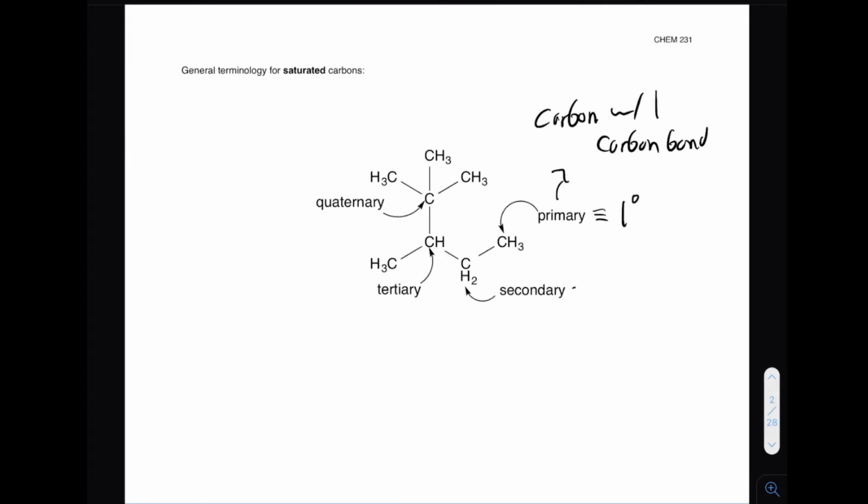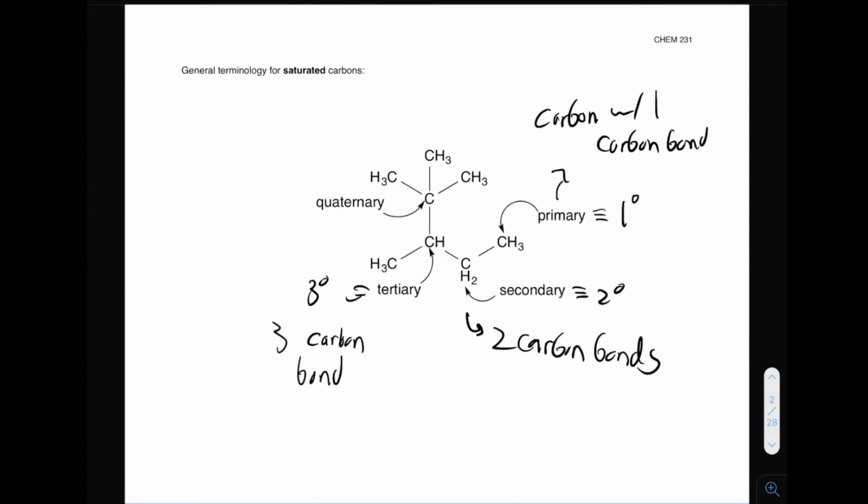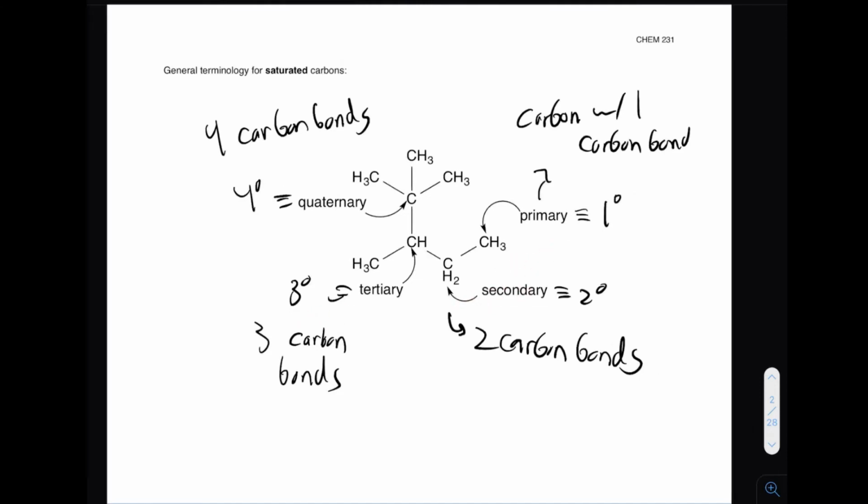But this carbon is a secondary carbon because it is attached to 2 carbon bonds. And tertiary, as you can imagine, is 3 carbon bonds. And finally, quaternary carbon, no surprise, is 4 carbon bonds. This isn't exactly naming, but it is just, again, providing some more information for when we are discussing alkanes.